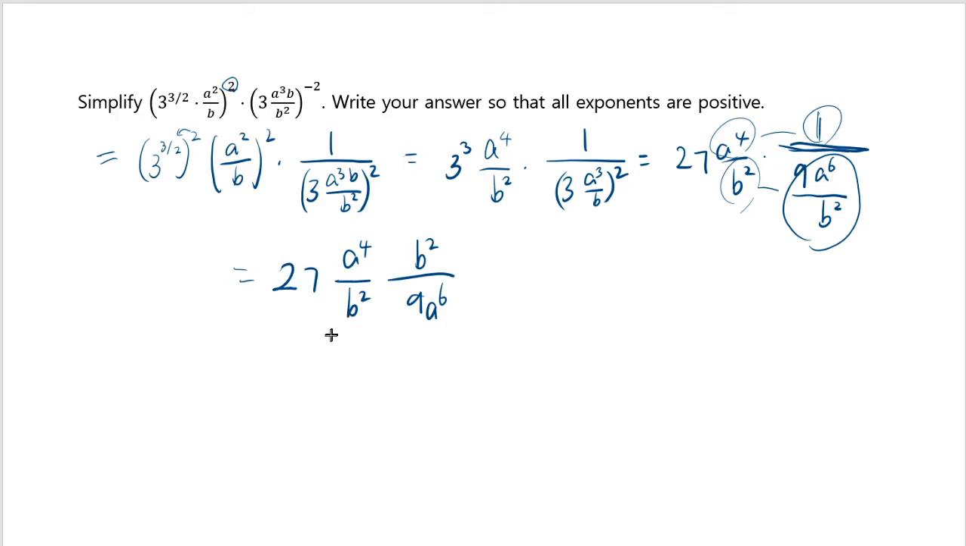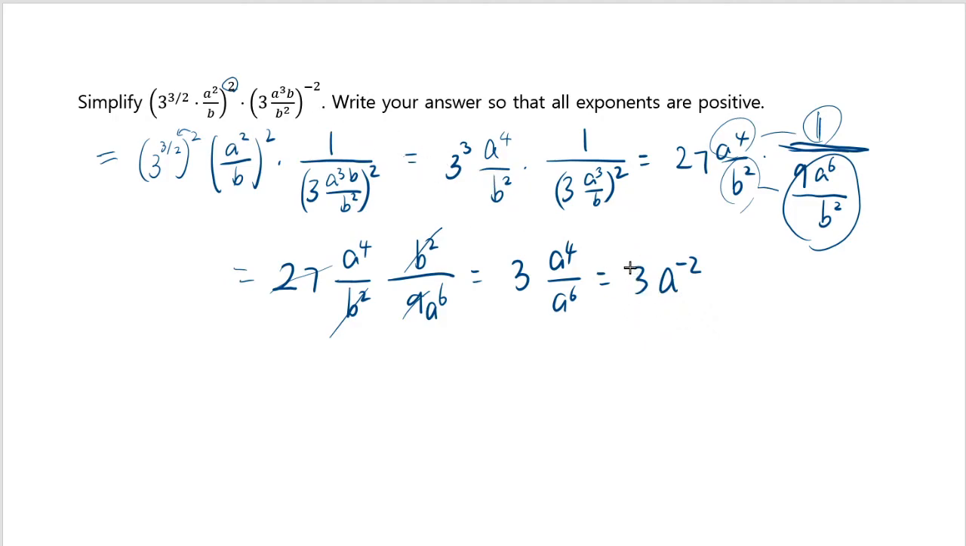And I see that b squared cancels. 27 divided by 9 is 3. So you have 3 times a to the 4 over a to the 6th. And we know that 4 minus 6 is, if you divide, you have to subtract. So this is what you have. Okay. So that's what I call something simplified.